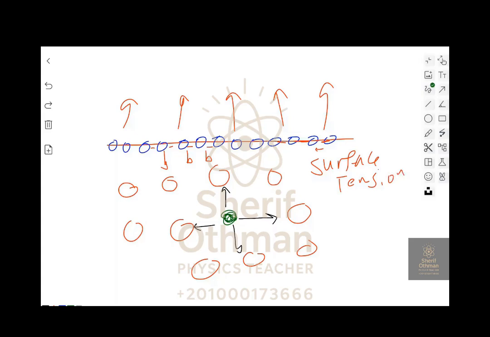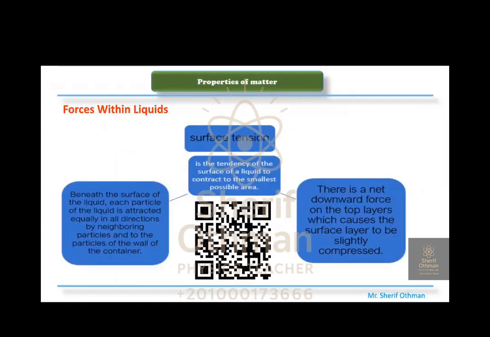As the attraction force between particles at the top of the surface is very strong. So the surface tension, guys, is the tendency of the surface of a liquid to contract to the smallest possible area.